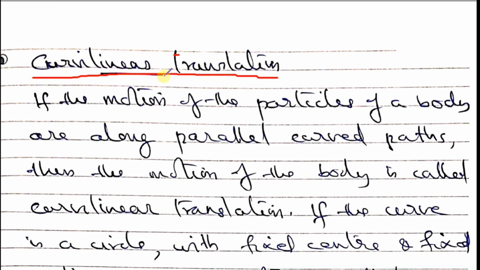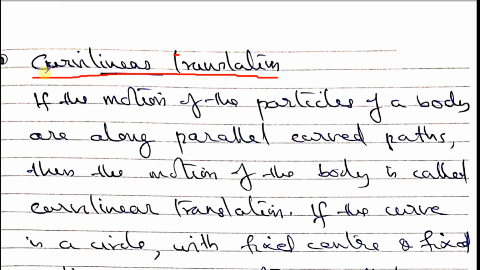Okay. If these parallel paths are concentric circles, then that is called rotatory motion or angular motion or rotation. Okay. And if both of these happen simultaneously, that means both translation and rotation happen simultaneously, then that is called general plane motion, or combined translation and rotation.